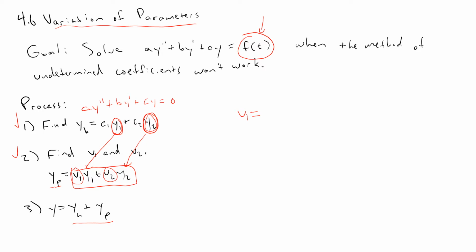v1 is the following integral. It's negative f times y2 divided by a times y1, y2 prime minus y1 prime times y2.